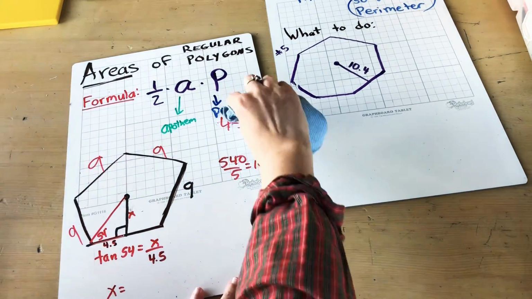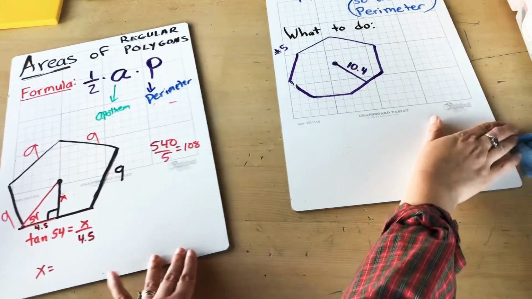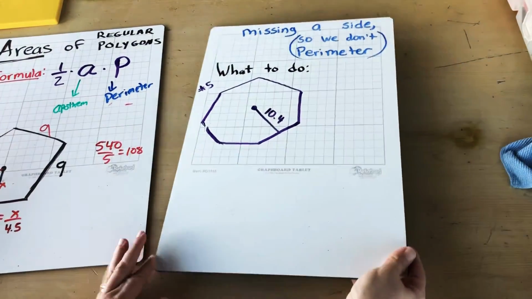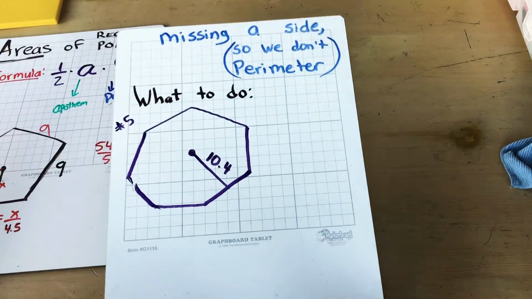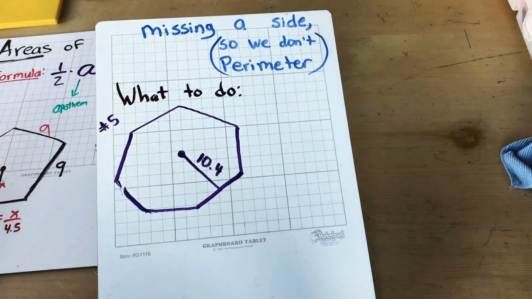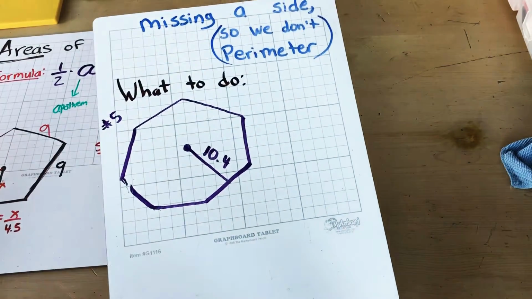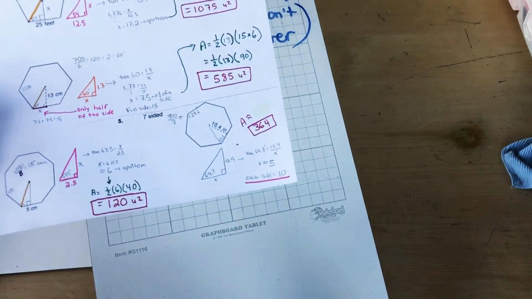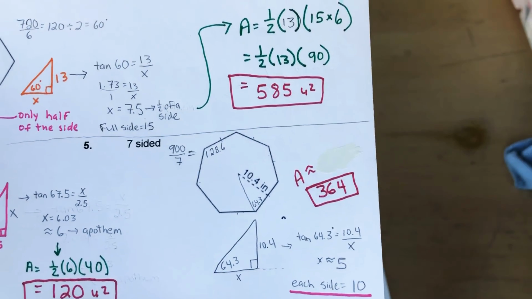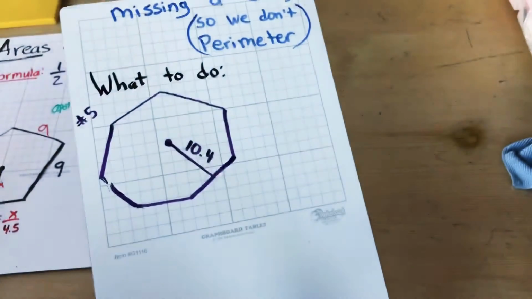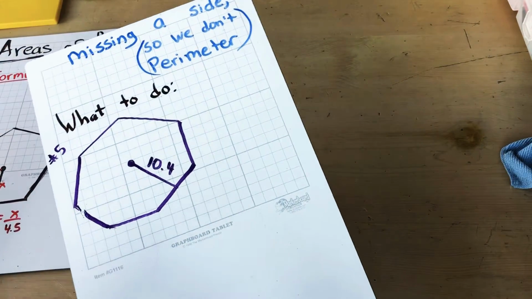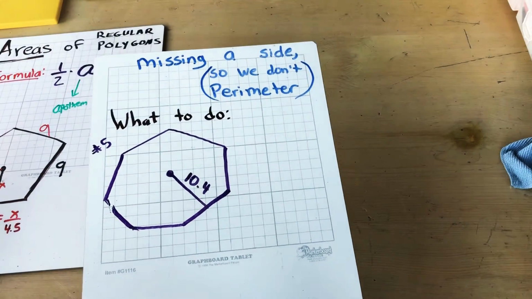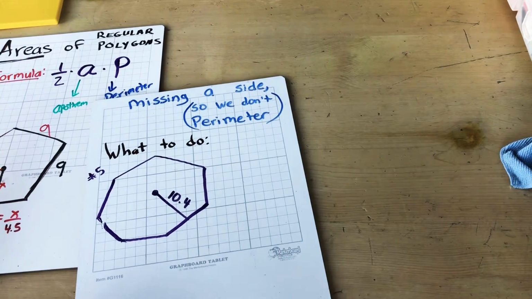All right, then there was one more, where you're missing a side and we don't have the perimeter. And this is actually number 5 from that worksheet. A lot of people asked me to make a video. They had trouble with number 5 down there. That one. Okay, that one was a little weird because it is 7-sided. So you are going to get decimals, and that's okay. That's just math. Decimals are numbers too.